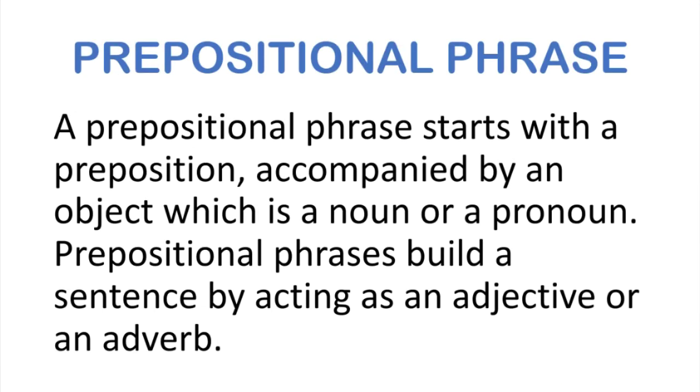Here, prepositional phrase. A prepositional phrase starts with a preposition accompanied by an object which is a noun or a pronoun. Prepositional phrases build a sentence by acting as an adjective or an adverb. So prepositions can form phrases as adjectives to give further context to the action, emotion, or thing it is describing. So we can use prepositions such as to, about, in, for, with, at, and so on.